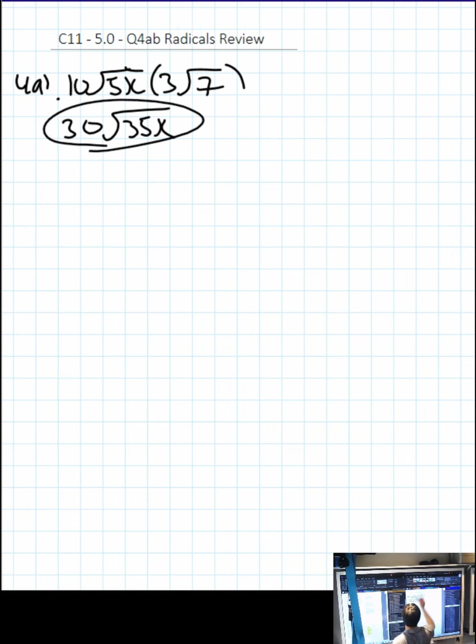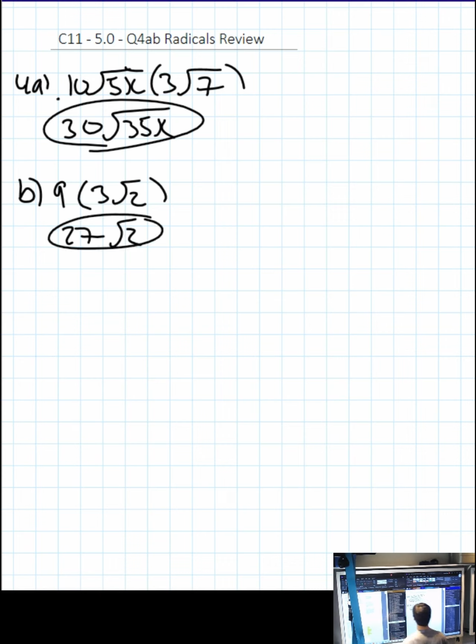Okay, we have 4b. We have 9 times 3 root 2. So this is just a little idiosyncrasy. In the last question, we multiply the numbers in front and we multiply the numbers underneath the root. In this question, we're going to do exactly the same thing. We're going to multiply the numbers in front and multiply the numbers underneath the root. 9 times 3 is 27. Now we just say root 2. Circle our answer. So again, check your answer by typing the question into your calculator, typing the answer into your calculator, making sure that they're the same. We're just covering this little idiosyncrasy.